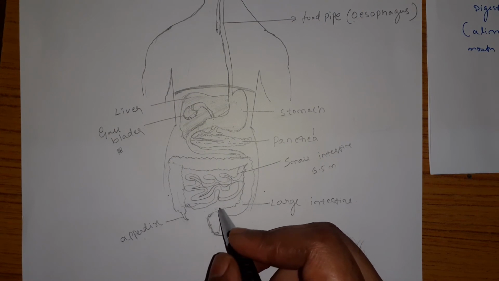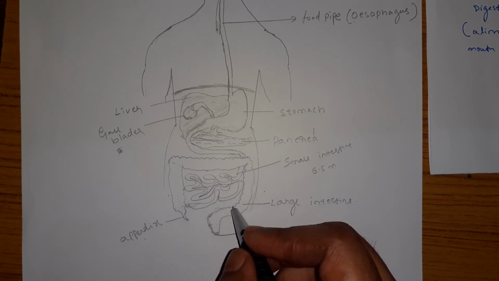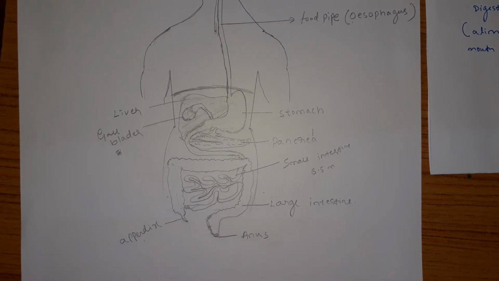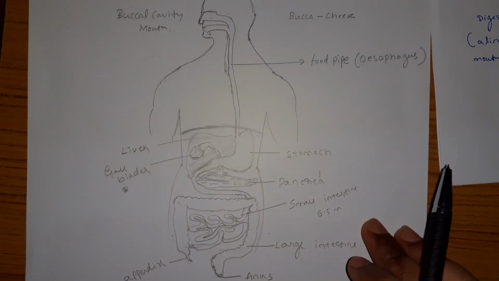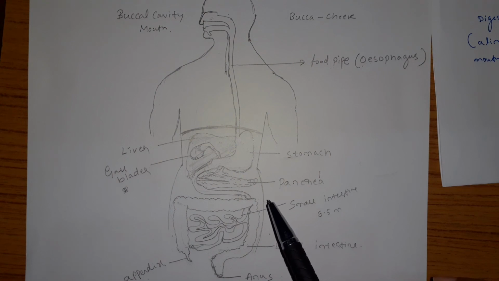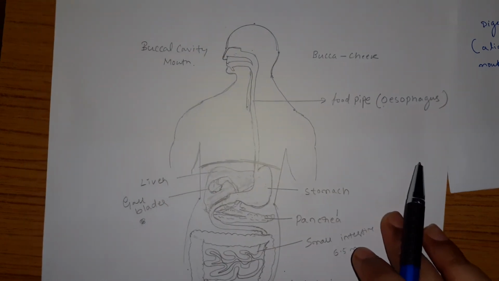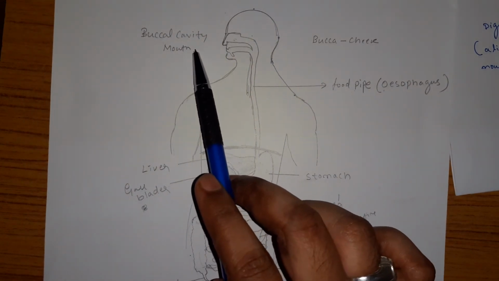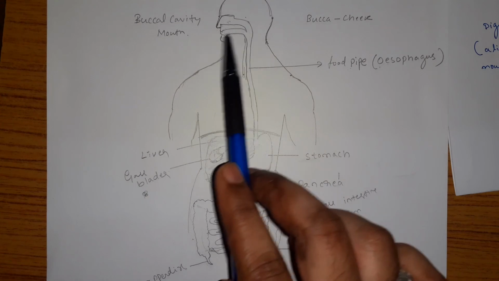Final, the waste material. After certain absorption, the body is not capable of absorbing anything from the remaining food particles. They will be thrown out of the body, or excreted out of the body, through this anus. These are very important parts: buccal cavity, or mouth.